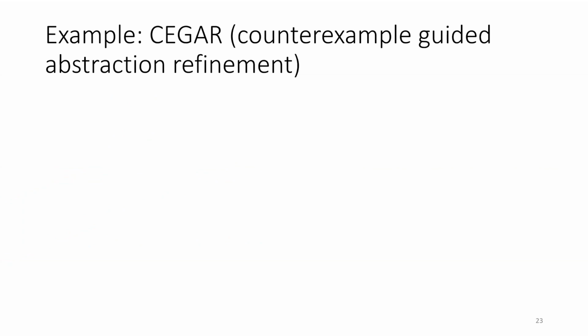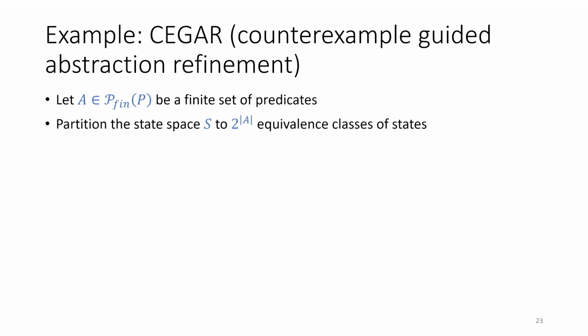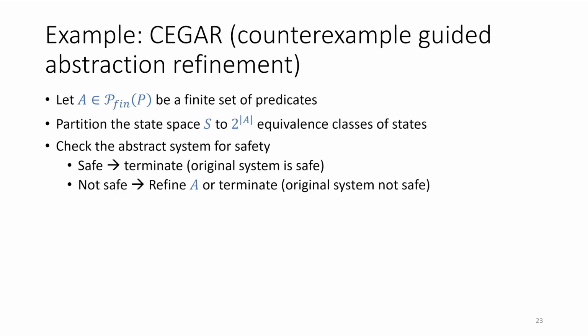The CEGAR algorithm, counterexample-guided abstraction refinement. So the way we describe it with the Lagrangian, skipping a little bit. I bet most of you know it, but I'll just give a brief description of CEGAR. If we have some finite set of predicates, we can partition the state space into a finite set of equivalence classes just based on the evaluation of these predicates. And then we can define an abstract transition system that just operates over these equivalence classes. And if it's safe, then the original system is also safe.